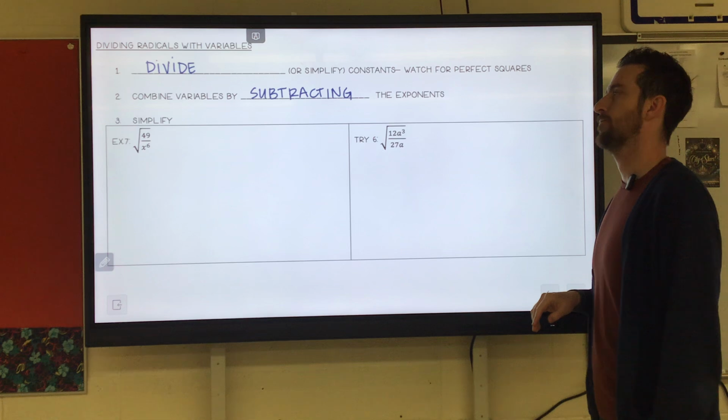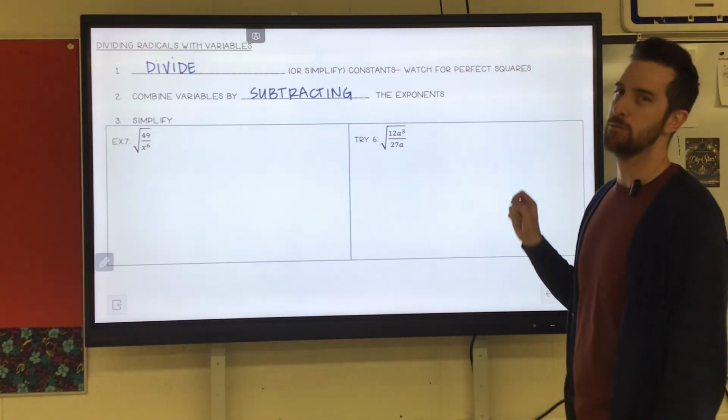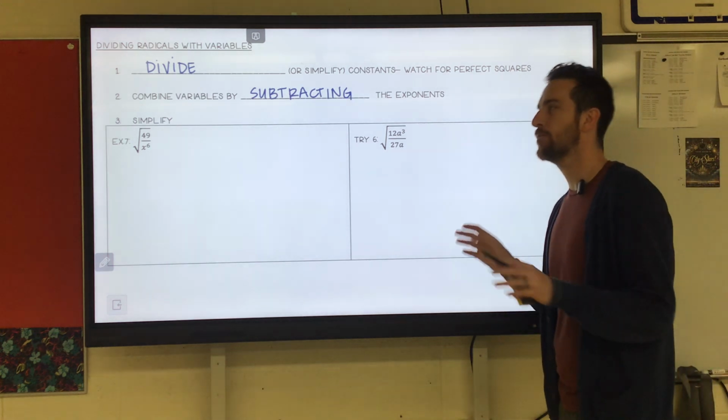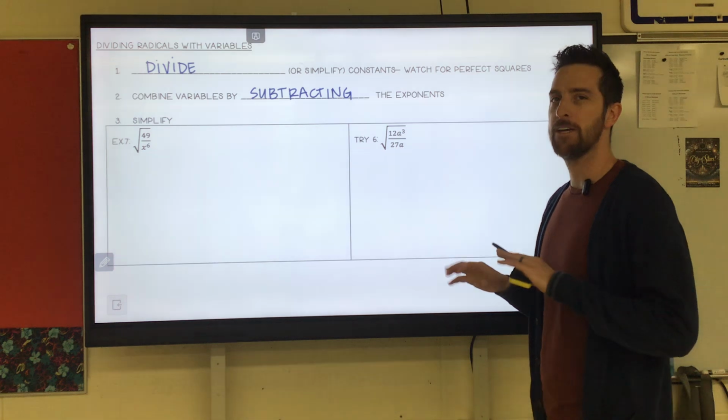All right. Now, and again, an old exponent property, when you divide, you have to subtract the exponents. So simplify, get rid of any radicals in the denominator, and you'll be fine.